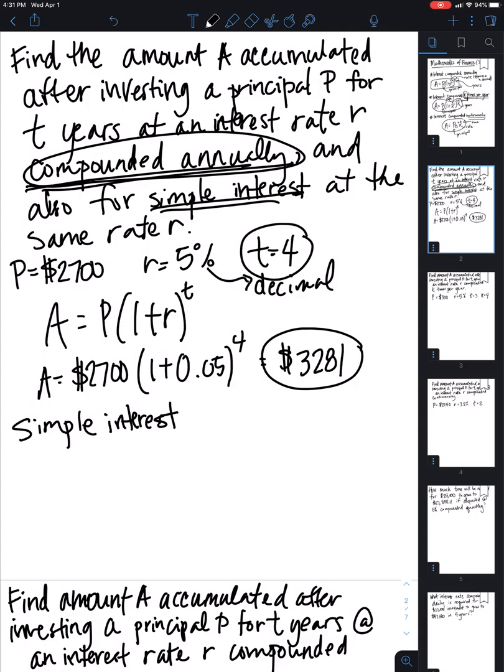Simple interest is called simple because it ignores the effects of compounding interest. Sorry, I'm reading and writing at the same time. Okay? The interest rate is just based on the principal.